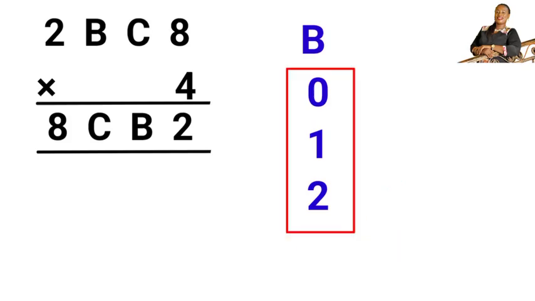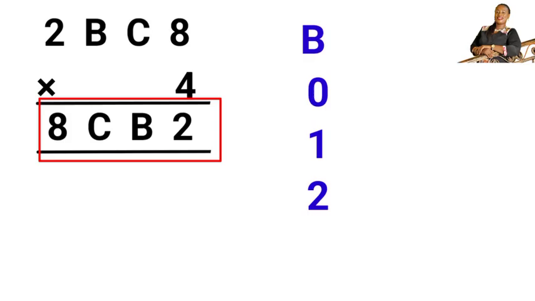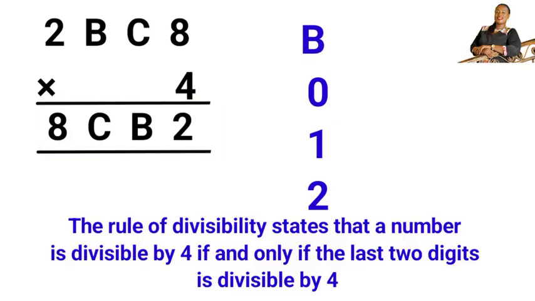So how do we decide which of these is our answer? Note that the whole of this answer must be divisible by 4. Now, the rule of divisibility says that a number is divisible by 4 if and only if the last two digits of the number form a number that is divisible by 4. So we will apply the law of divisibility here to find B. If we say B is 0, we will have 02. Is 02 divisible by 4? No, it is not divisible, so we can't use that.